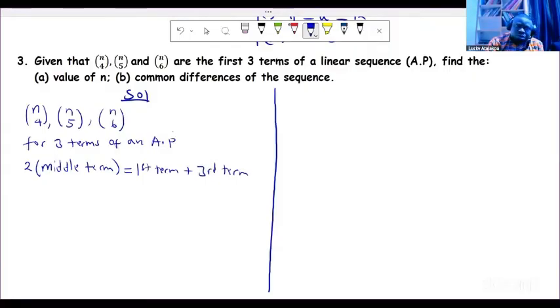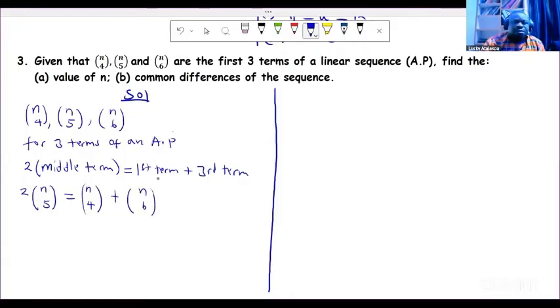So this becomes 2 times n combination 5. That's our middle term. Then the first term is n combination 4, then plus the third term, n combination 6. Good. So now let's try to solve. Should I call this equation 1?